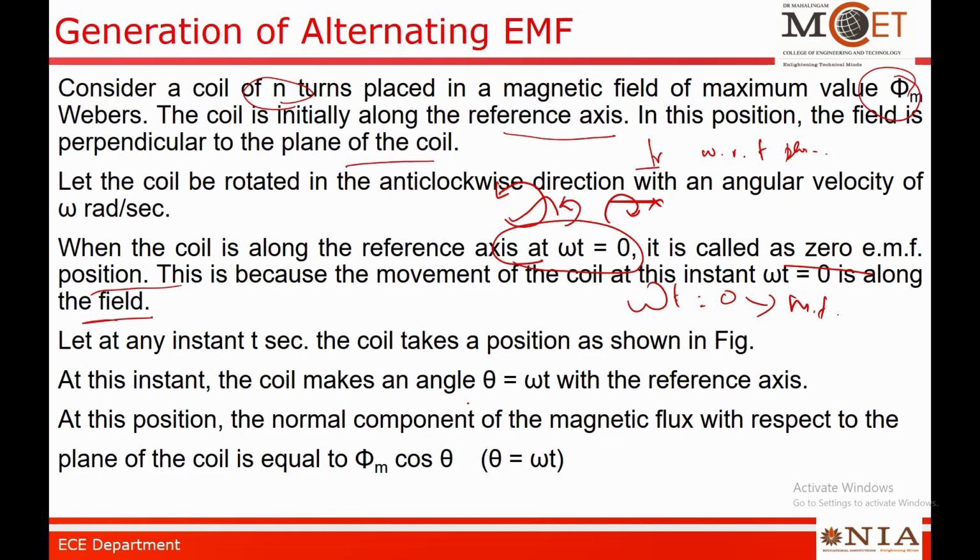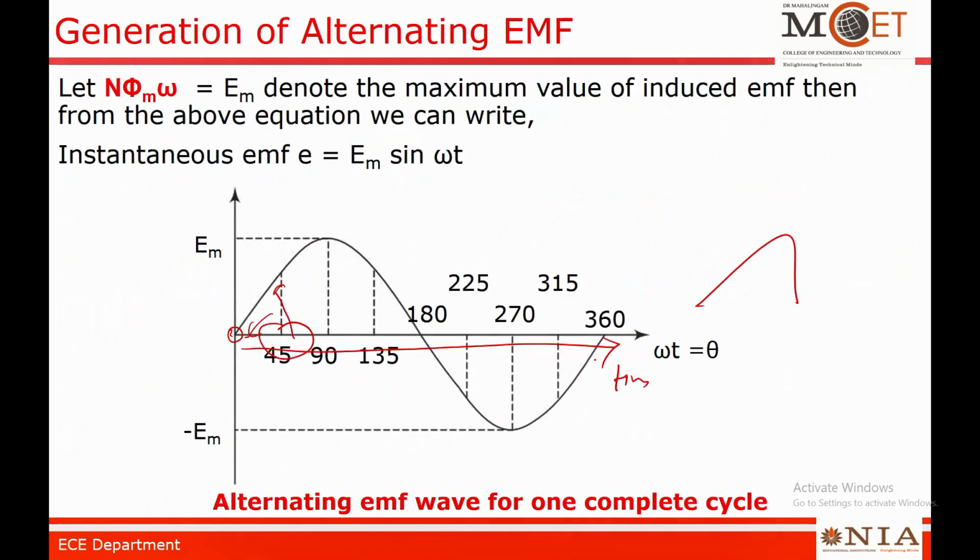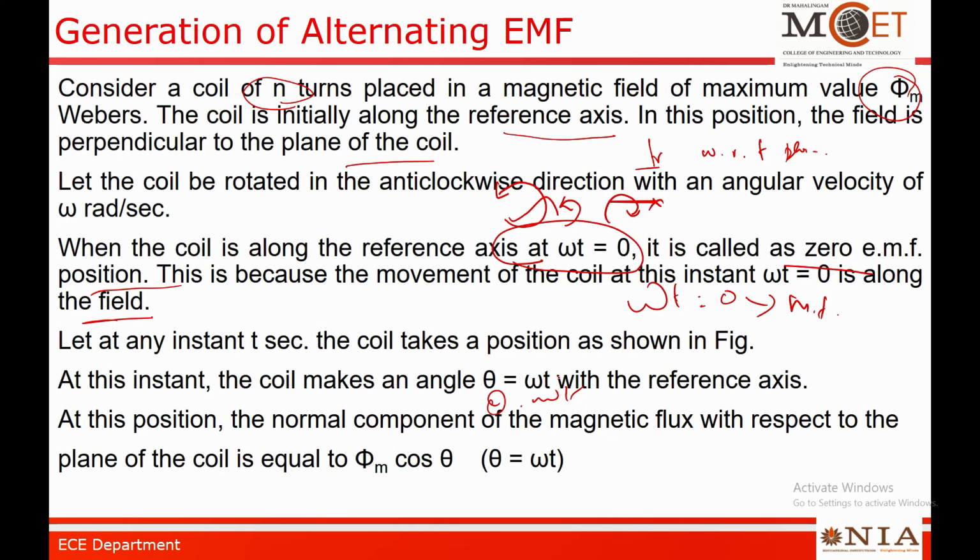At that time instant the coil makes an angle theta, where theta is equal to omega t. At the 45 time instant it creates some angle, and that angle is theta, which is equal to omega t. The normal component of the magnetic flux with respect to the plane of the coil is psi m cos theta, where theta is the angle the coil makes, given by omega t.